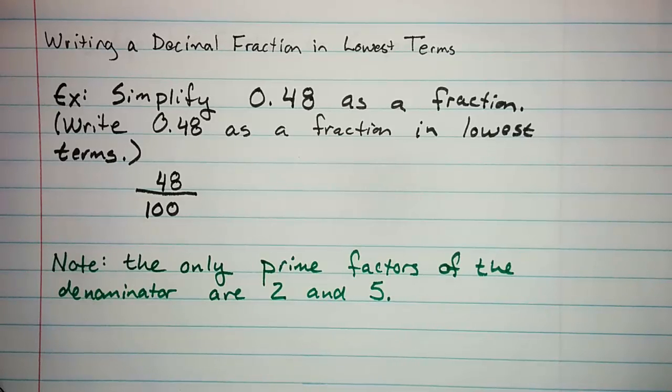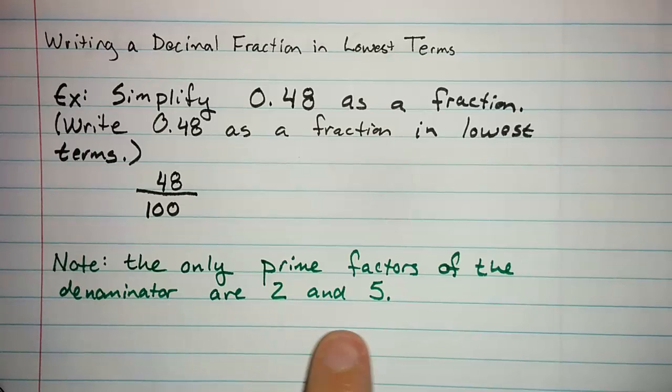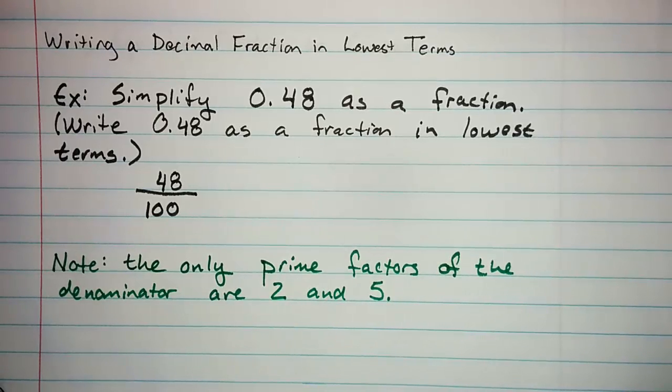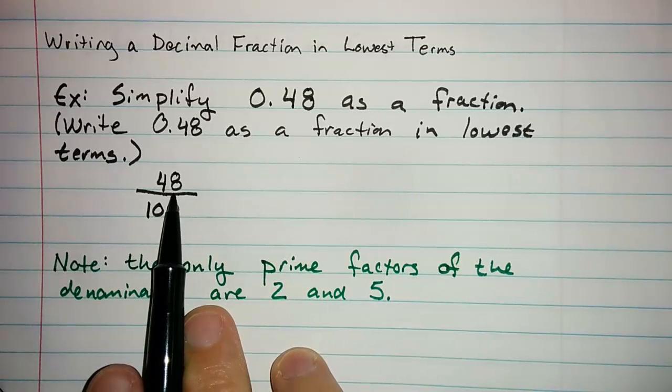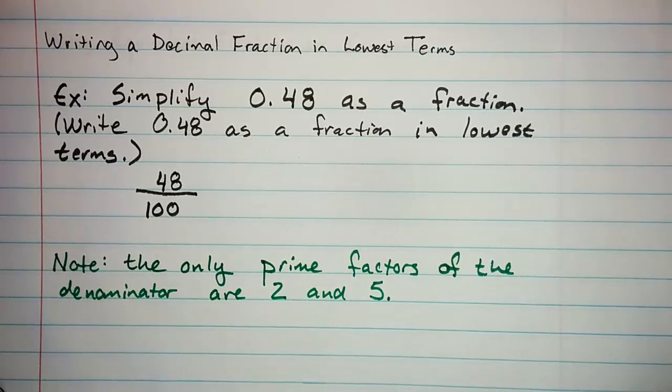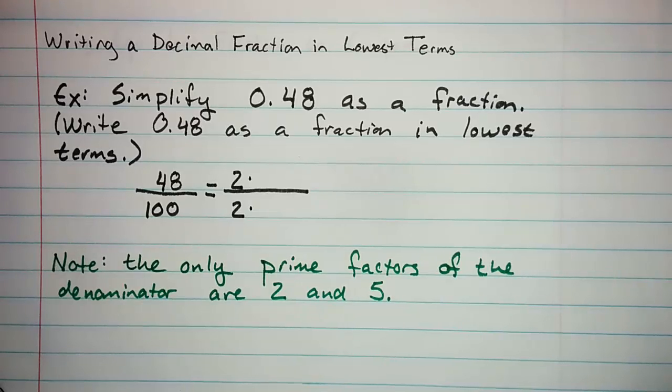And the reason this is especially nice is multiples of 2 and multiples of 5 are easy to spot. So 48, is it a multiple of 5? No, it's not, right? Last digit, not a 5, not a 0. Is it a multiple of 2? Yes, the last digit is an 8. So it's one of 2, 4, 6, 8, 0. This is an even number. Both the numerator and denominator are multiples of 2.